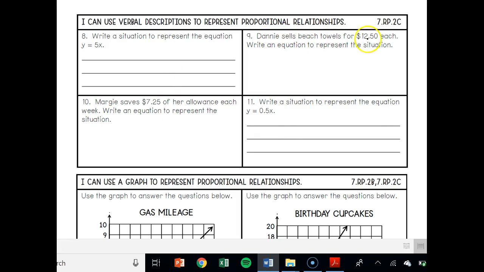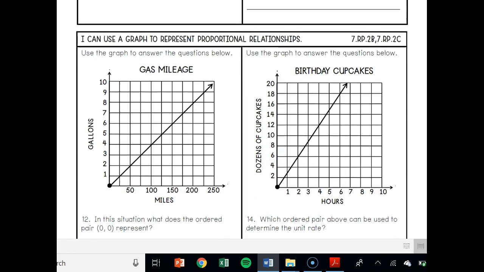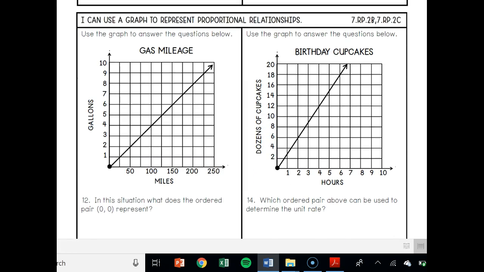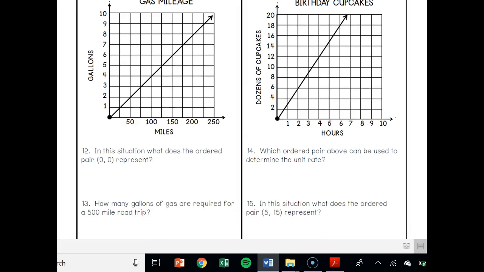Danny sells beach towels for $12.50 each. Write an equation to represent that situation. y equals 12.50x. Boom, done, right? Number 10 I'll allow you to do on your own, and number 11 I'll allow you to do on your own. And then the last section here is I can use a graph to represent proportional relationships. So it says use the graph to answer the questions below. So again, remember, this is your y value, and this is your x value, right?